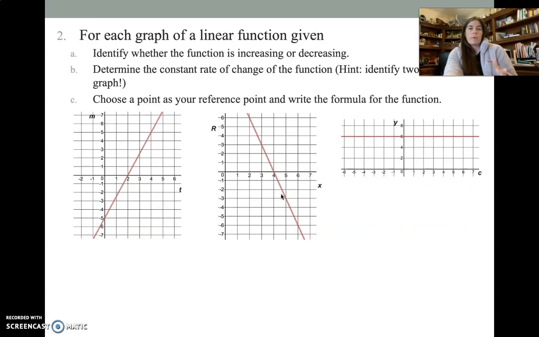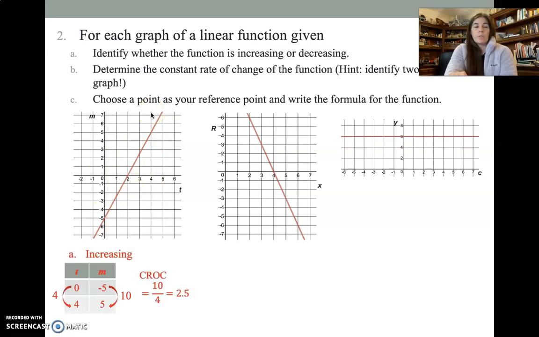All right, if we keep on going, question number 2 says for each of these graphs, identify whether the function is increasing or decreasing, so whether my croc is positive or negative. Determine the croc of the function. And hint, pick 2 points on your function just like we did and find your croc, and then choose a point as your reference point and write the formula. So for this first graph, first off, it's increasing, right? As my input increases, my output also increases.